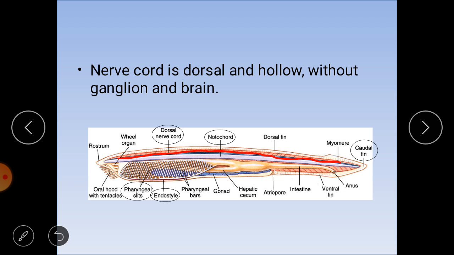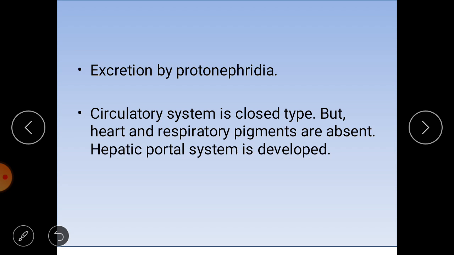Excretion is by protonephridia. Protonephridia is like the structural and functional unit of the excretory system called nephridia in humans. Exactly in case of cephalochordates, you could see the protonephridia, and of course even in non-chordates also, like echinoderms, or in case of platyhelminthes, right? So in these phyla we could see the protonephridia as an excretory unit for the excretion process.